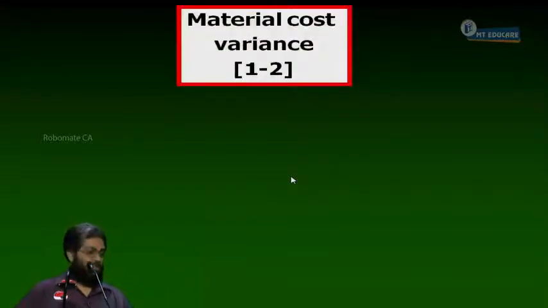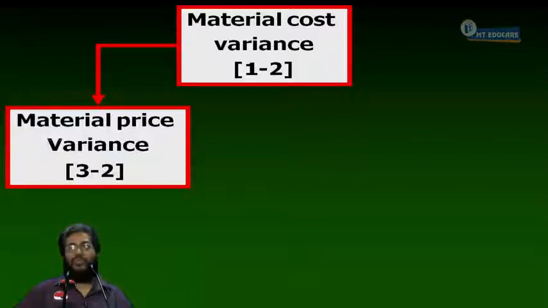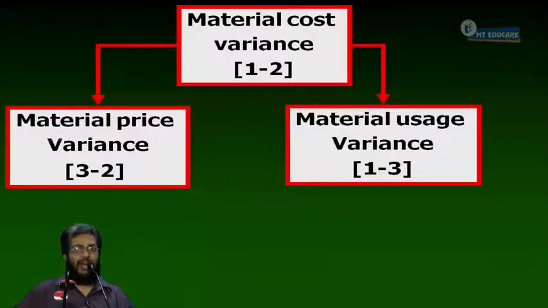In the center, what variance? Material cost variance, 1 minus 2. Branch it into 2: material price variance, 3 minus 2, and material usage variance, 1 minus 3. Up to this is already known. Material cost variance, 1 minus 2. Price variance, 3 minus 2. Usage variance is 1 minus 3.